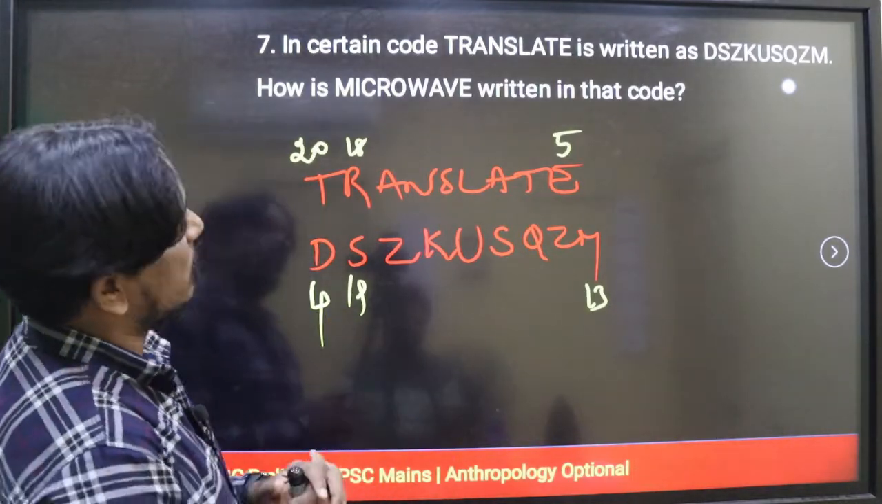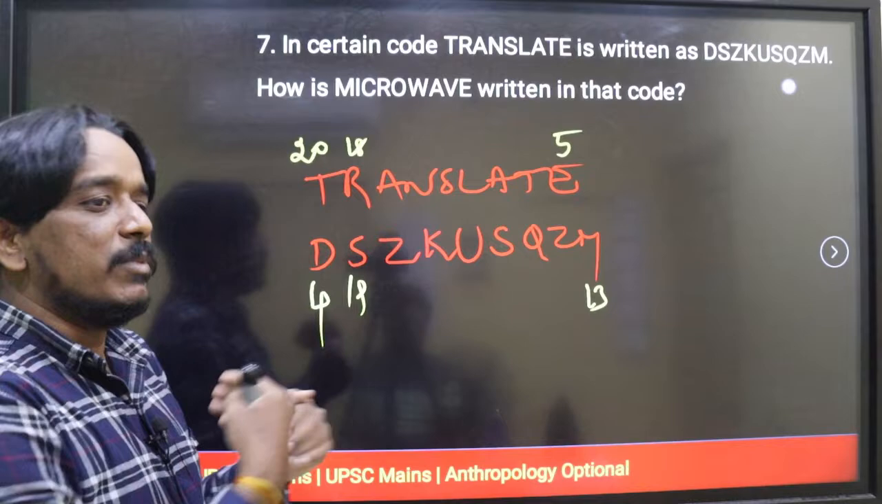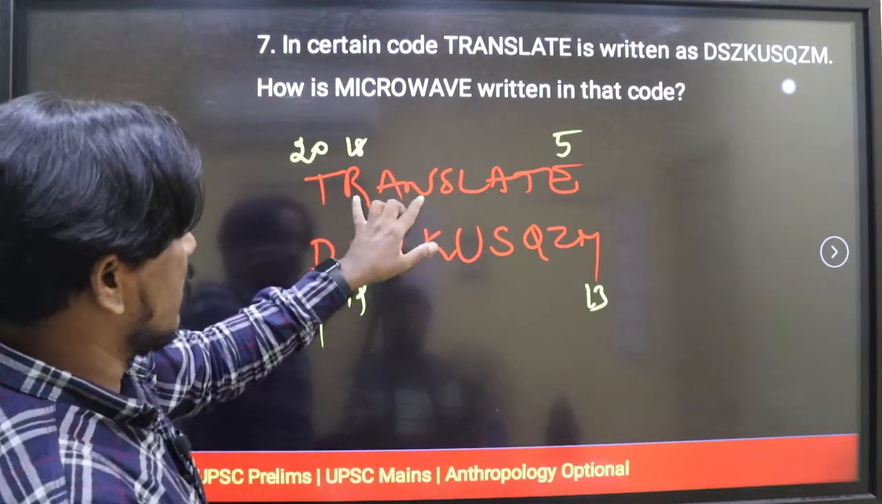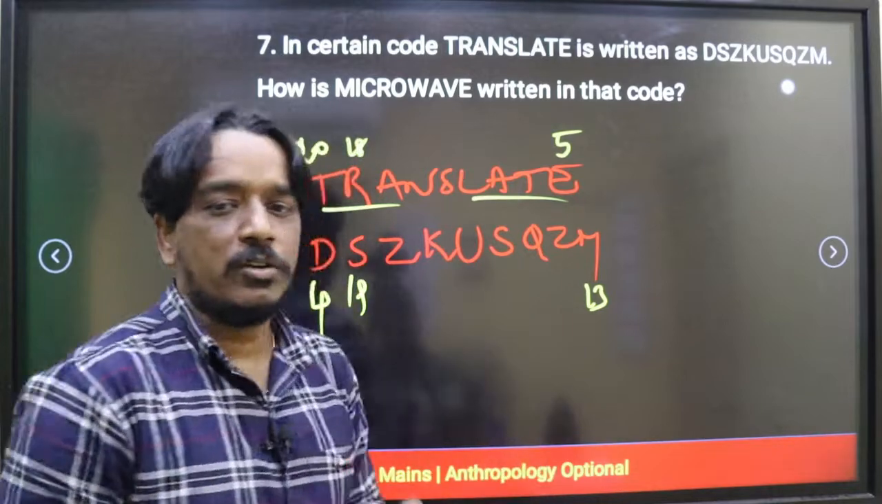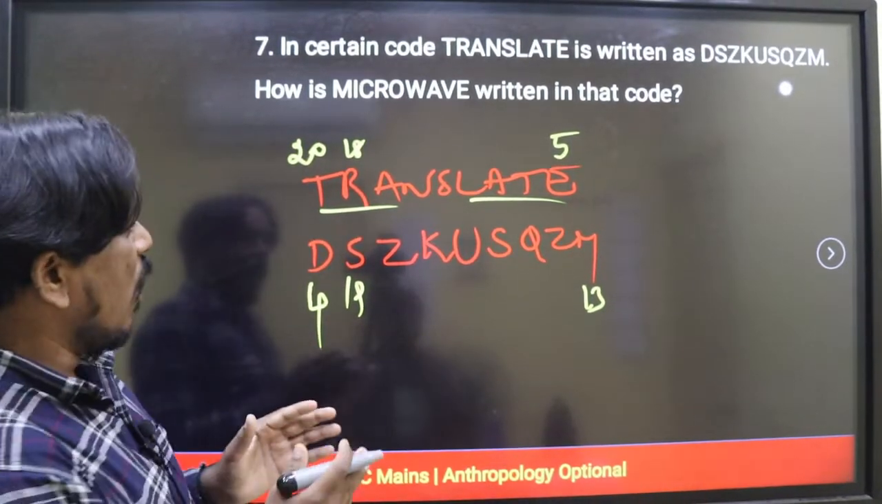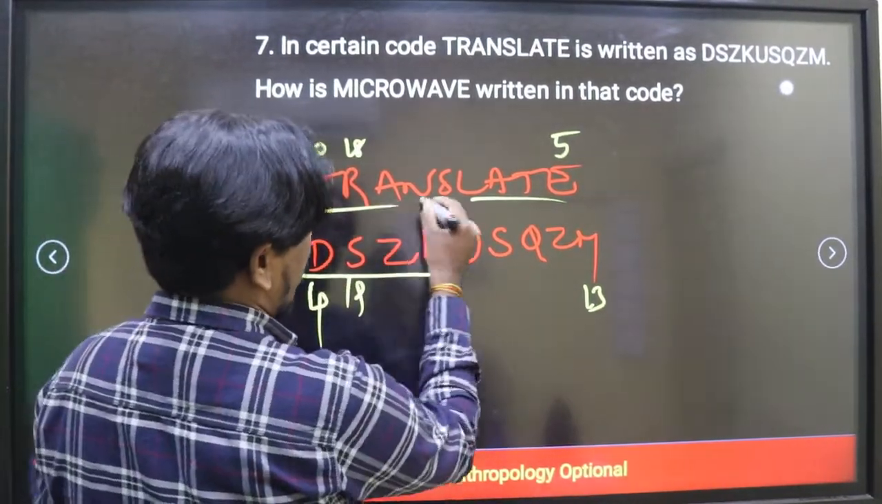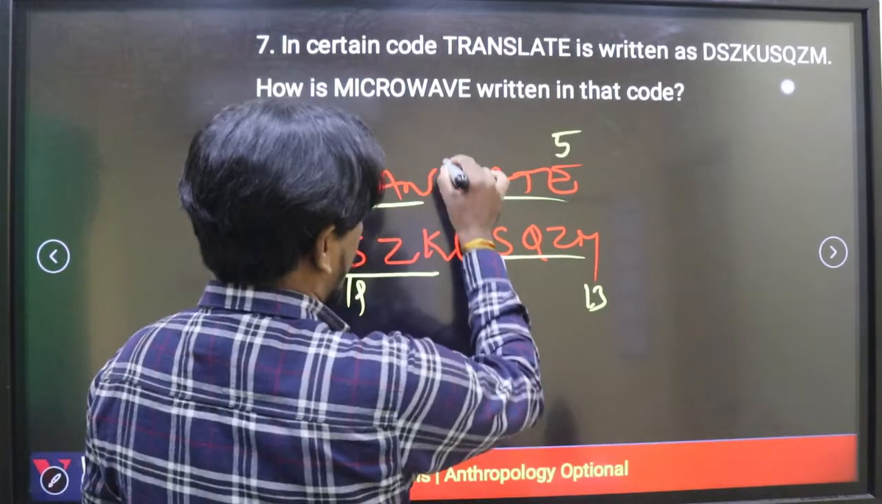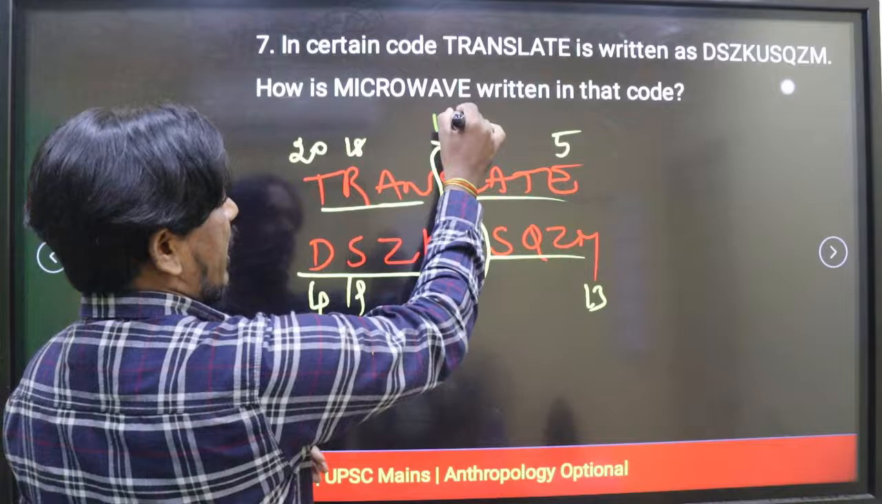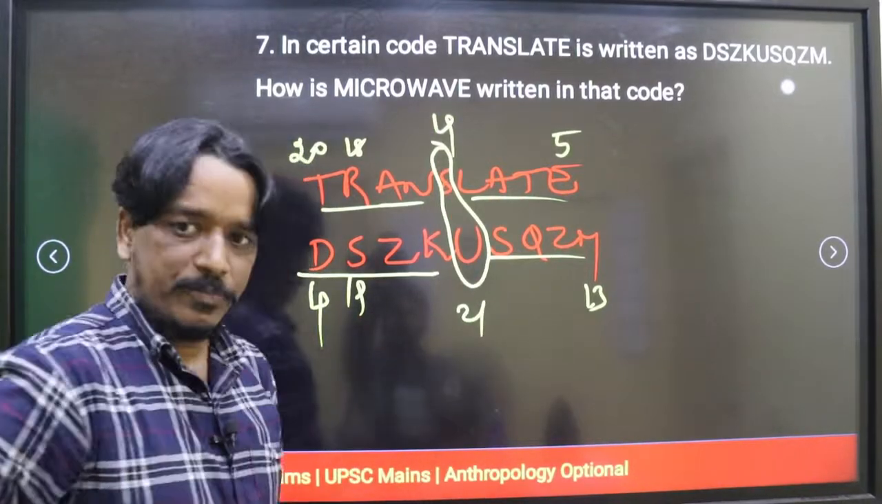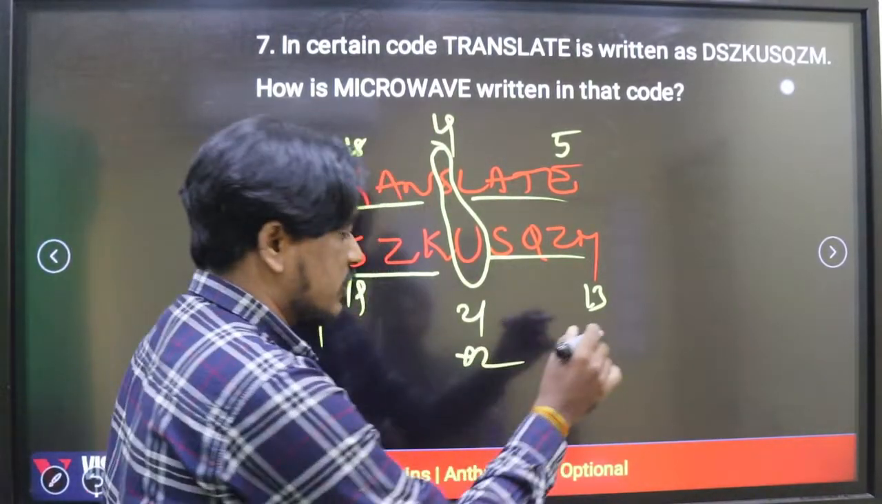If cross logic is not working, what can we do? The same division logic can apply here. For example, how many letters are there? So 4 and 4, 8, and a middle one, total 9 letters are there. But how is this logic following? The first 4 and last 4 if you divide. So the middle one is actually S to U. S is actually 19, U is 21. So what we are doing here? Plus 2.